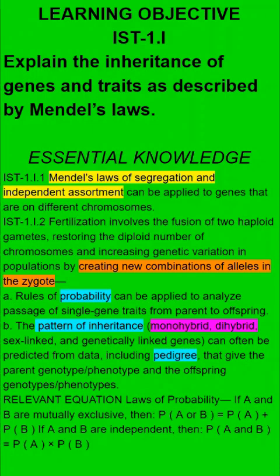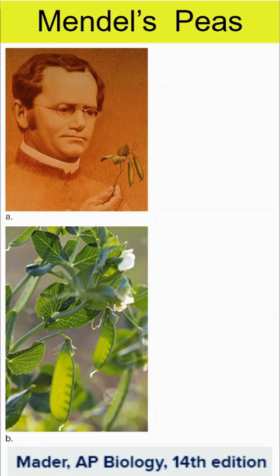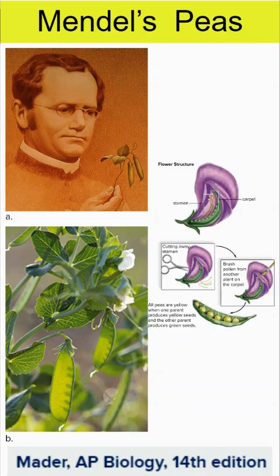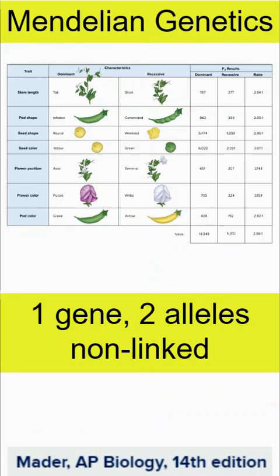Mendel's laws help us explain how we get new combinations of alleles in zygotes. Punnett squares, monohybrid and dihybrid, can help us look at probability, and pedigrees help us look at patterns of inheritance. So when we think about Mendel and his peas, not only is he making observations, but he's doing experiments, and with those experiments, he's collecting data.